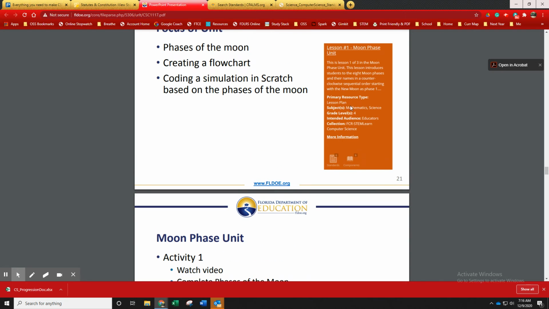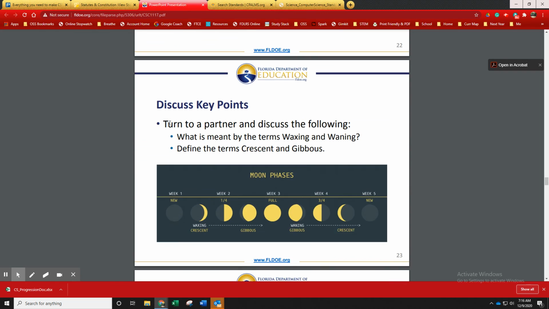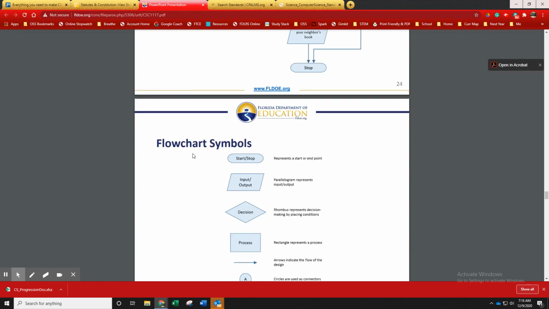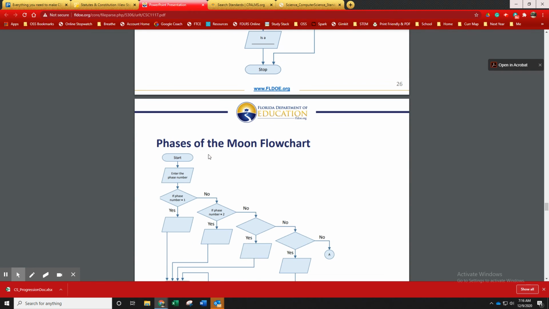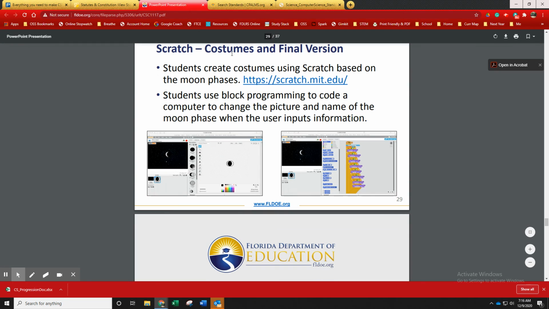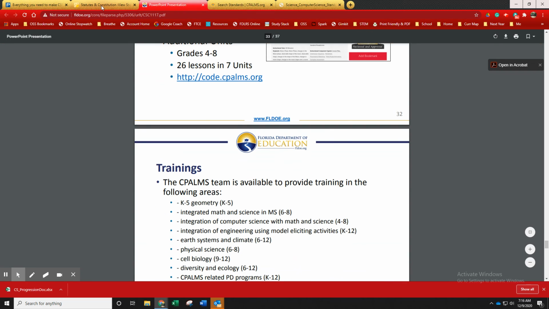So this is a 4th grade lesson. They have them watch a video, they discuss the points, they make a flow chart. There's the decisions, or there's the examples, phases of the flow chart. And then like making Scratch, costumes, and final version. So there is information out there.